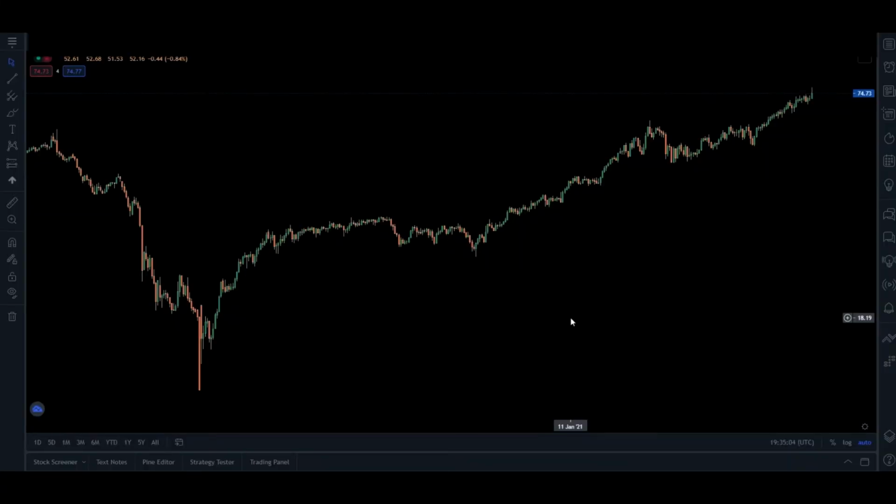Okay, so technical analysis. What is it? Basically, technical analysis is the study of price action to forecast future prices of asset classes. So basically, it's the study of the current price to try and forecast future prices. You're studying the chart to try and forecast where the price is going to go next.